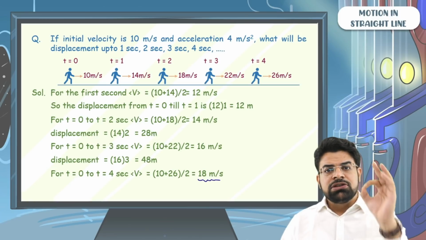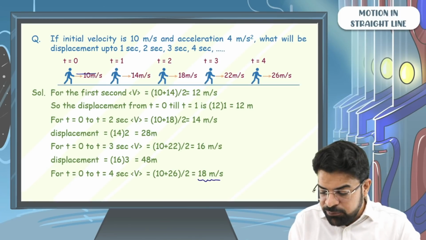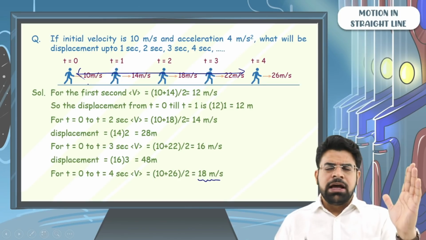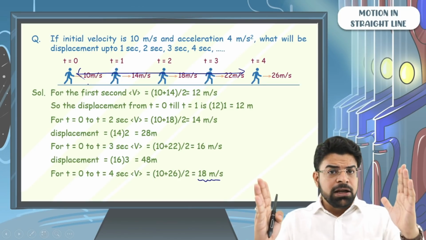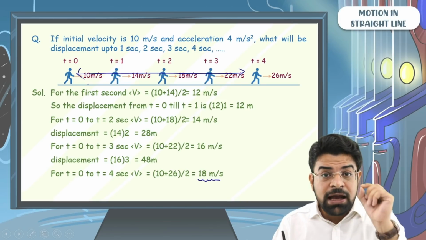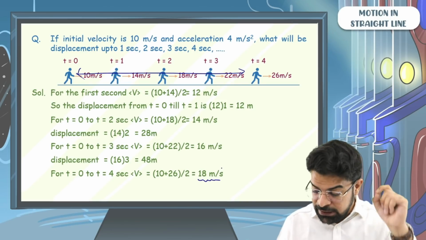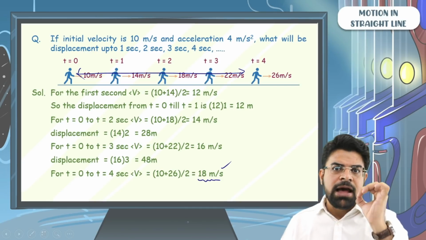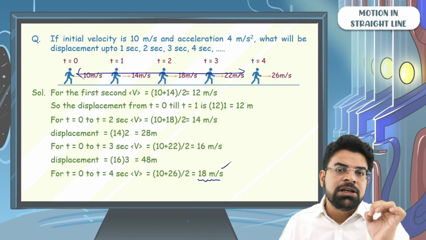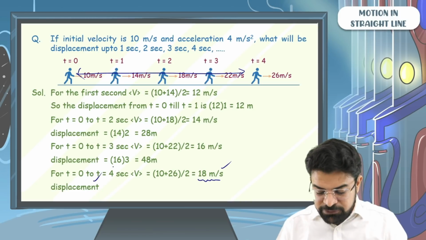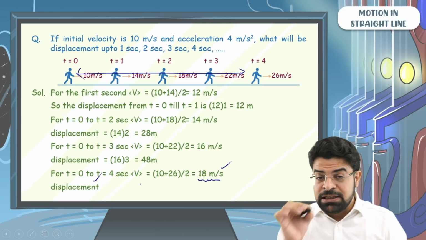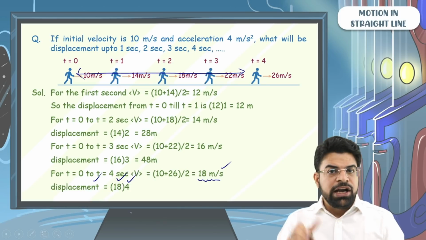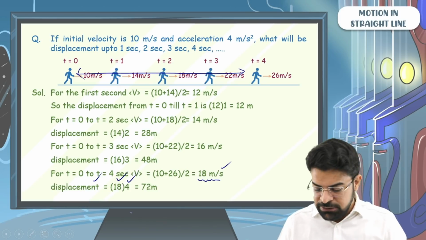The average velocity is 18 meter per second and the time frame is 4 seconds. So looking from time equals 0 to time equals 4, you will say the particle moves for 4 seconds with an average velocity of 18 meter per second. If the particle moves for 4 seconds with an average velocity of 18 meter per second, what will be the displacement? So sir, displacement will be equal to the average velocity in this 4-second duration, which is 18, multiplied by the time, which is 4. 18 into 4 is nothing but 72 meter.